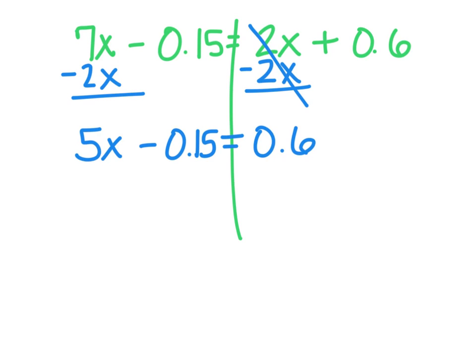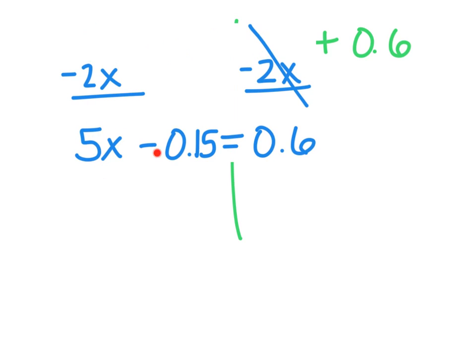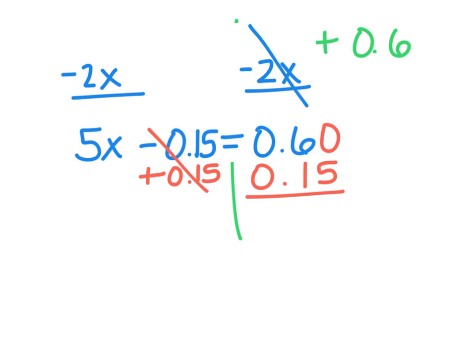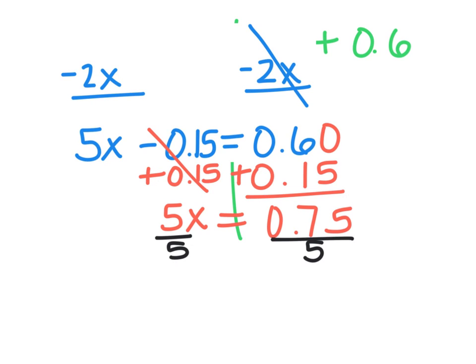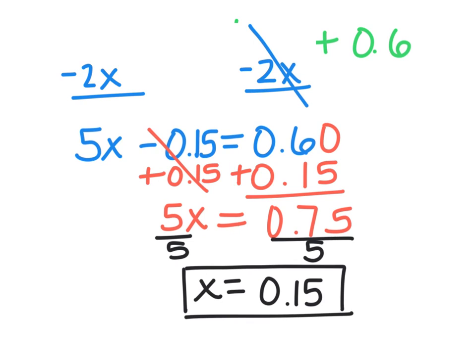Okay, my next step, I want to get the 5x by itself over here, so I need to get rid of this. So instead of subtracting 0.15, I'm going to add 0.15. That cancels. Over here, add 0.15. Now, if you're doing this, remember you got to line your decimals up, so I'll just add a 0 there. And I get to add those. I end up with 0.75 equals 5x. Okay, one last step. I'm going to divide by 5. So if you do 0.75 divided by 5, you end up with 0.15. So my answer is x equals 0.15.